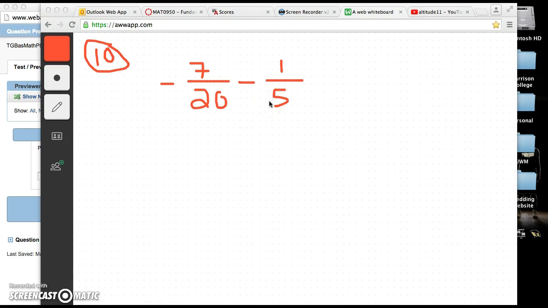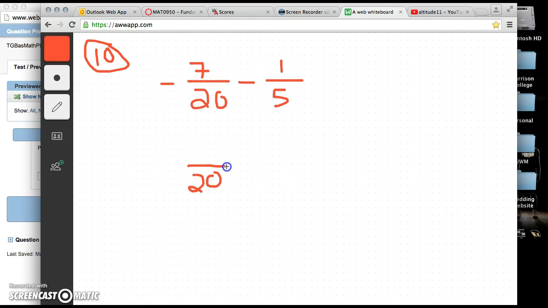So this kind of takes us back to a week ago when we were looking at least common multiples. The least common denominator is the least common multiple of all of your denominators. So in this case, we need to find the least common multiple of 20 and 5. In this case, the least common multiple between 20 and 5 is 20. So we know that our common denominator then is going to be 20.